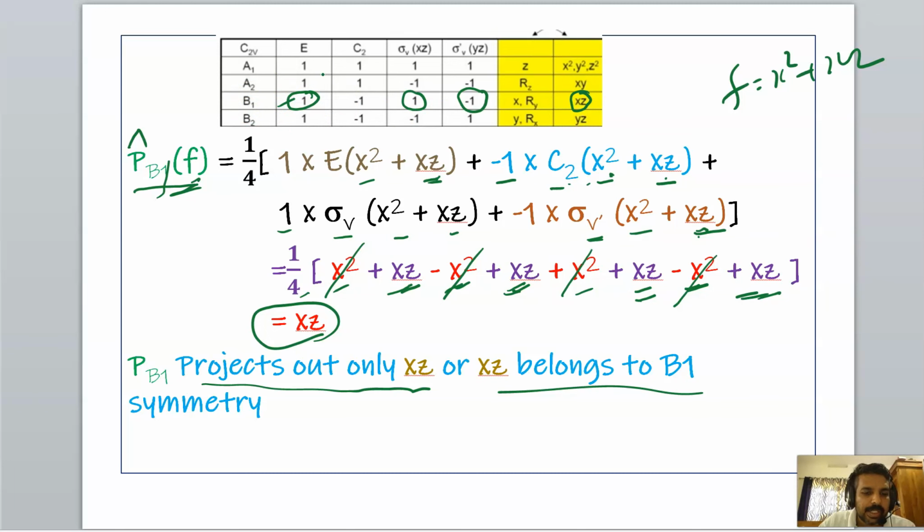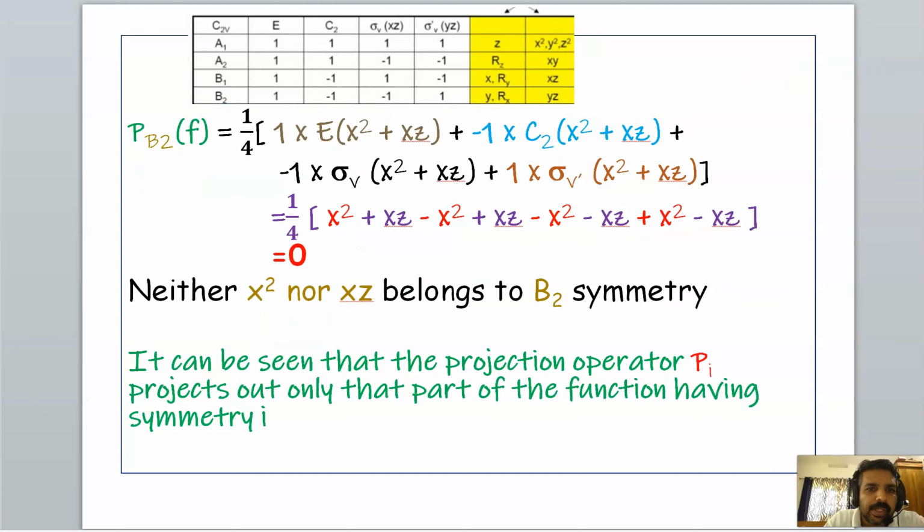Okay, and finally P(B2)F, the projection operator having symmetry B2 acting on the function f. Then again 1 by 4 into E into x square plus xz. Minus 1 into C2 into x square plus xz. Again minus 1 sigma v into x square plus xz, and last one sigma v dash into x square plus xz. And first E x square plus xz is equal to x square plus xz.